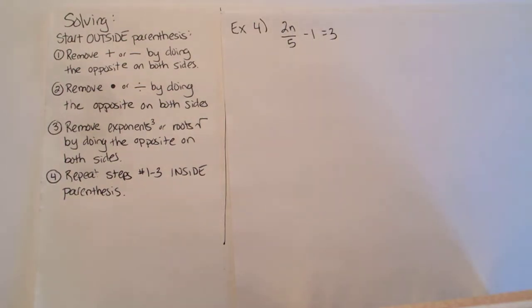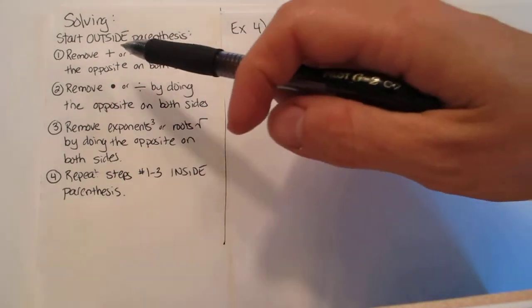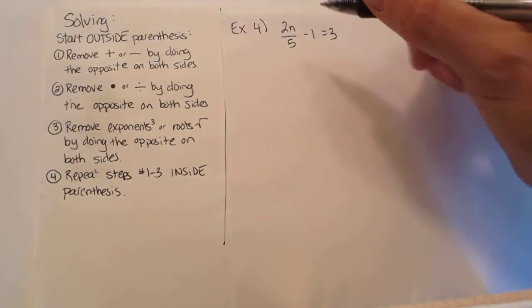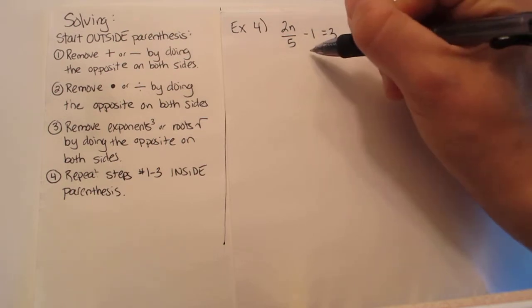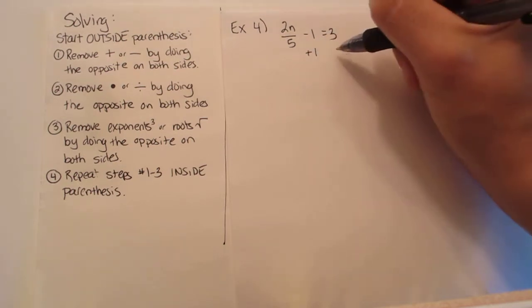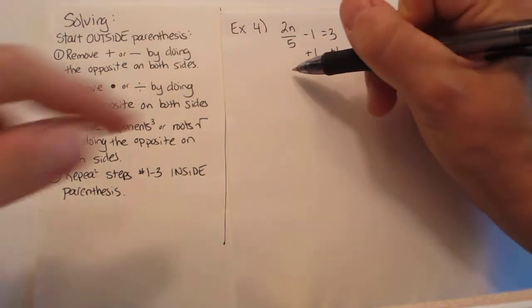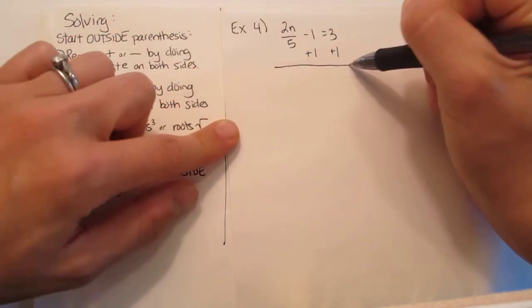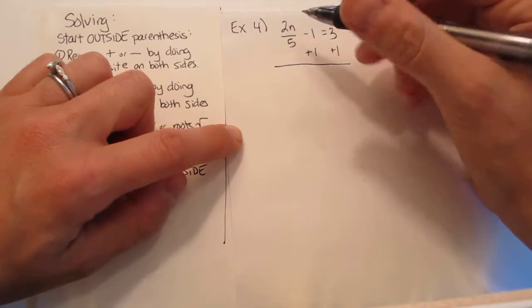So I'm just going to go through the order of my steps and start by removing addition or subtraction. And the way to get rid of a minus 1 is a plus 1. And remember that whatever you do on the left-hand side of the equal sign, you have to do on the right-hand side of the equal sign to keep things balanced. So I'm just going to bring everything down.